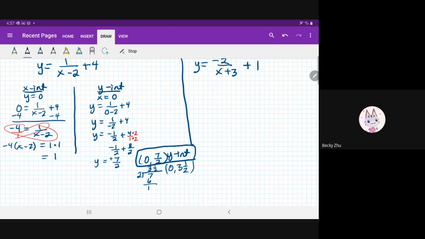1 equals, distribute, negative 4x plus 8, minus 8 minus 8, negative 4x equals negative 7, divide by negative 4, and we get x equals negative, oh, they're both negative. So a negative divided by a negative is a positive. So that's positive 7/4, which would be 7/4, comma 0, because that says x and y is 0.